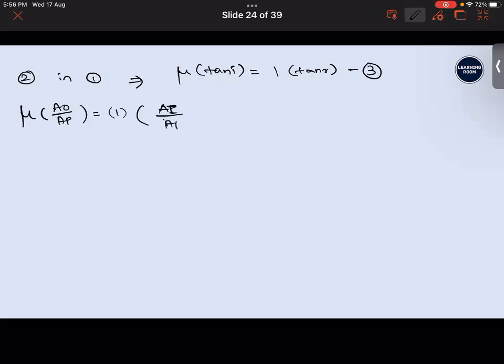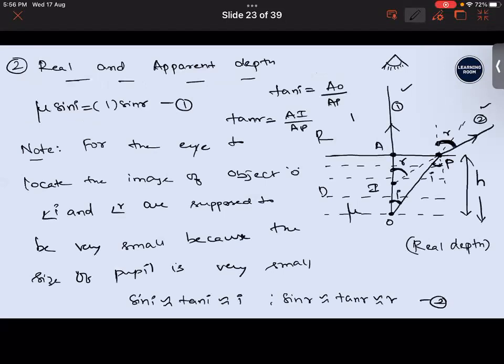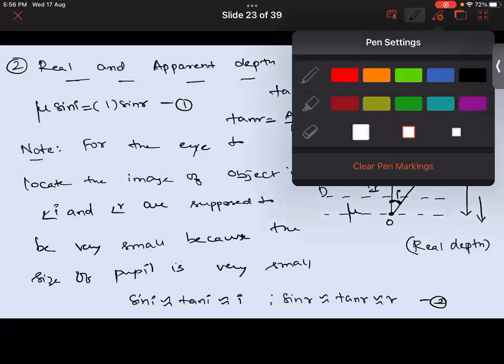Sir, can you show the diagram 1 minute? Yeah, I'll show it. So I wrote it in the reverse, I think. Yes, sir.